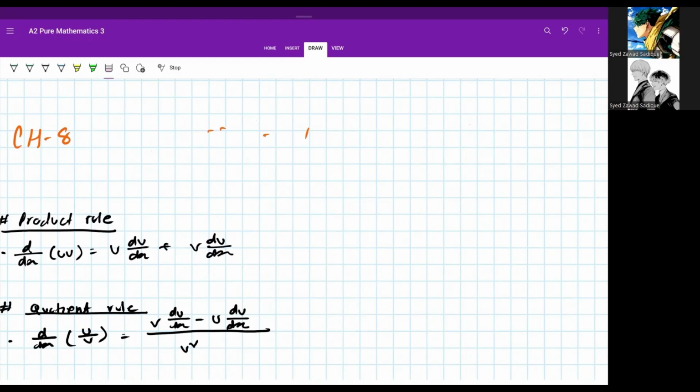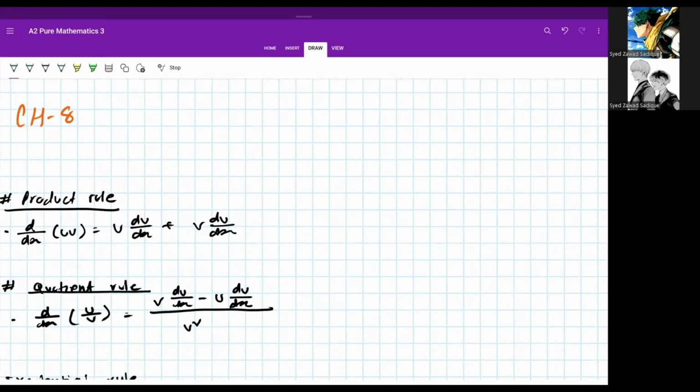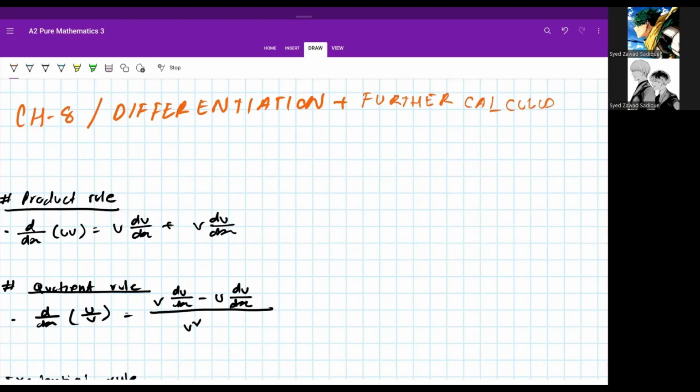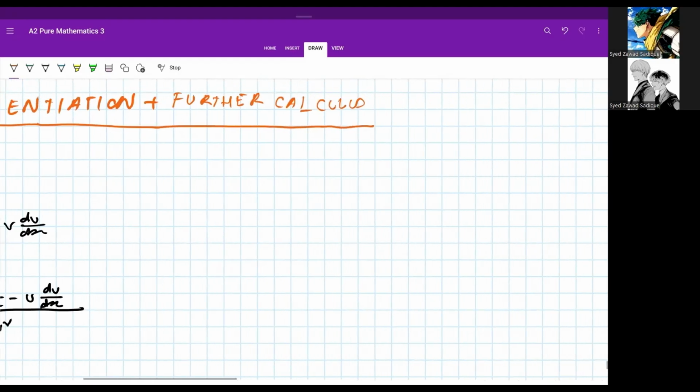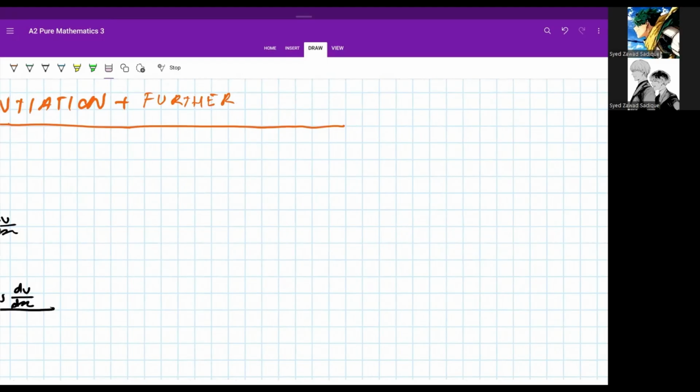Chapter 8, just do differentiation. Okay. Differentiation plus further calculus. All right.